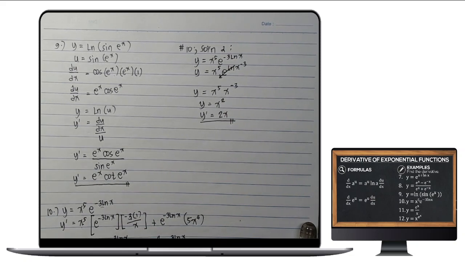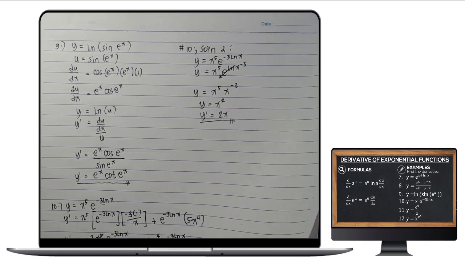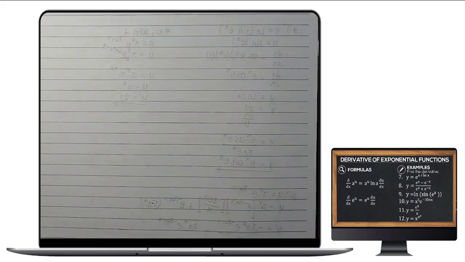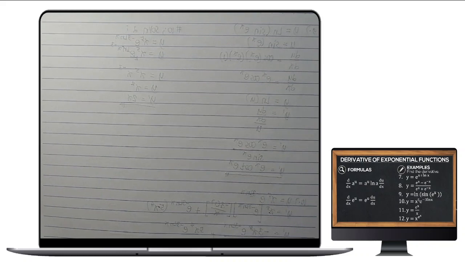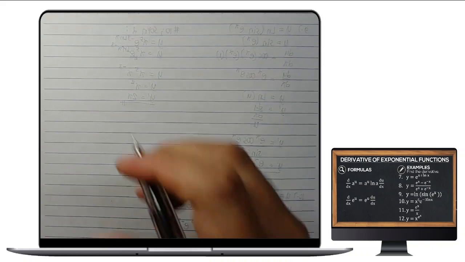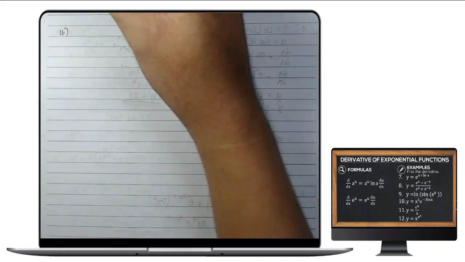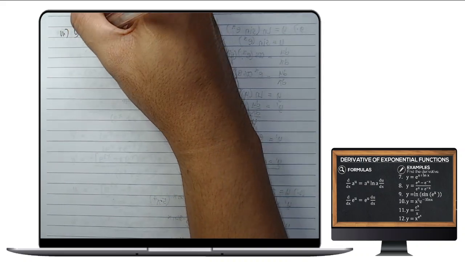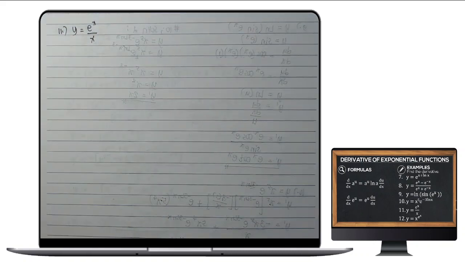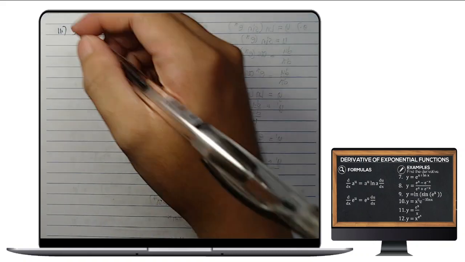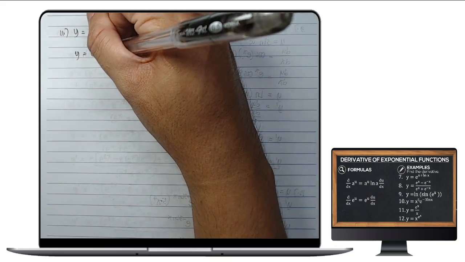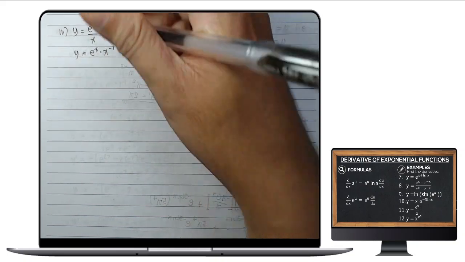Okay, so let's continue with the last two problems. So problem number 11. For number 11, we have y is equal to e raised to x over x. So we can write it as y is equal to e raised to x multiplied by x raised to negative 1.